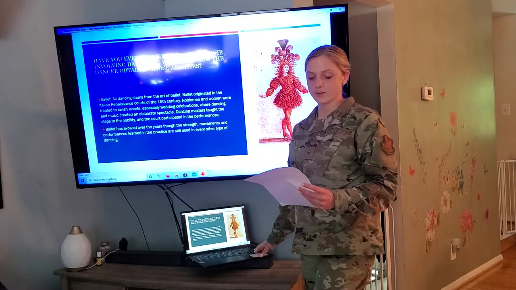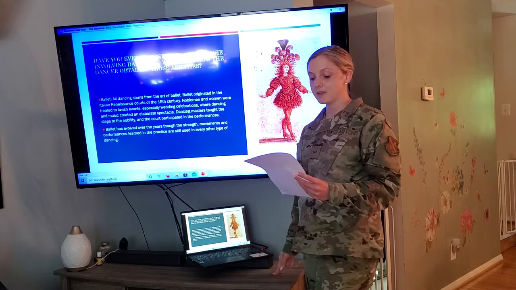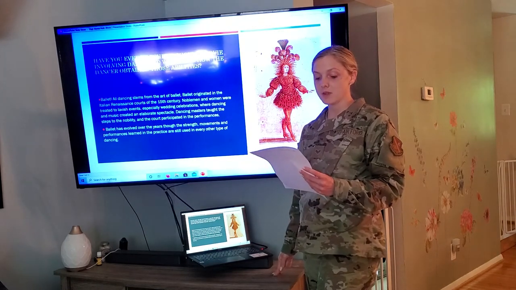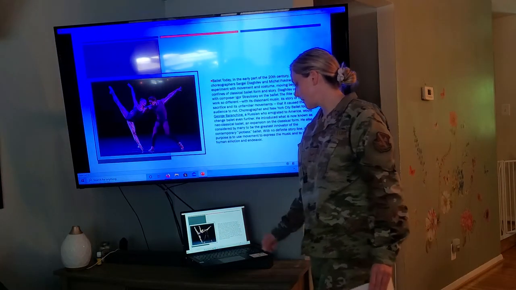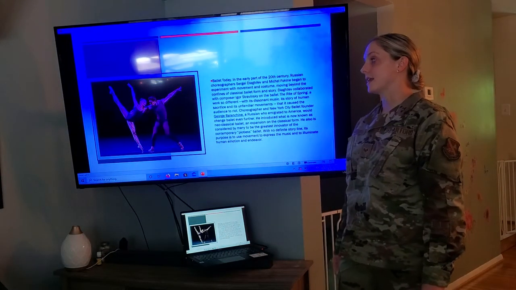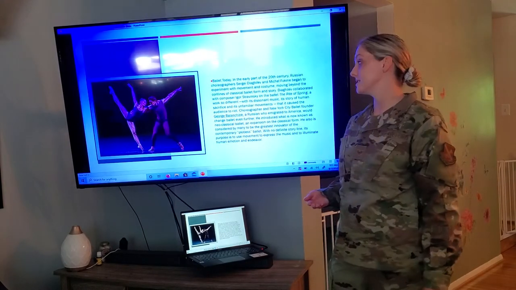Today, we're going to go over where each style originated from and what skills each specifically needed. Now that we have an idea of where dance originated from, we're going to start to get into the different types of styles. The first style we're going to start with is ballet. As we talked about, ballet started back in the 15th century, though it has vastly evolved since then.